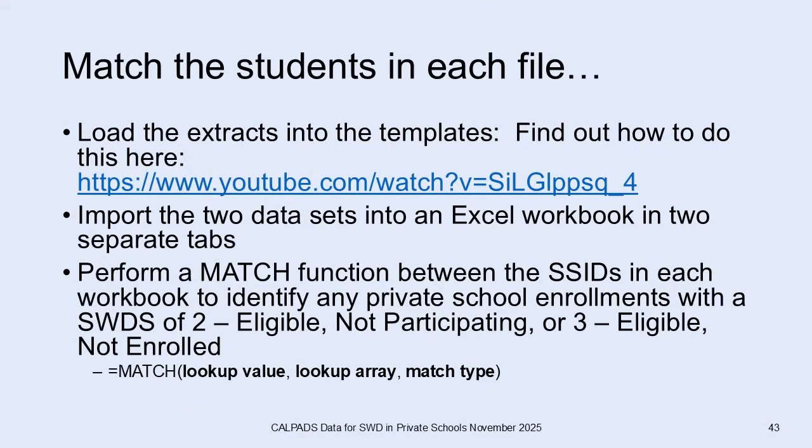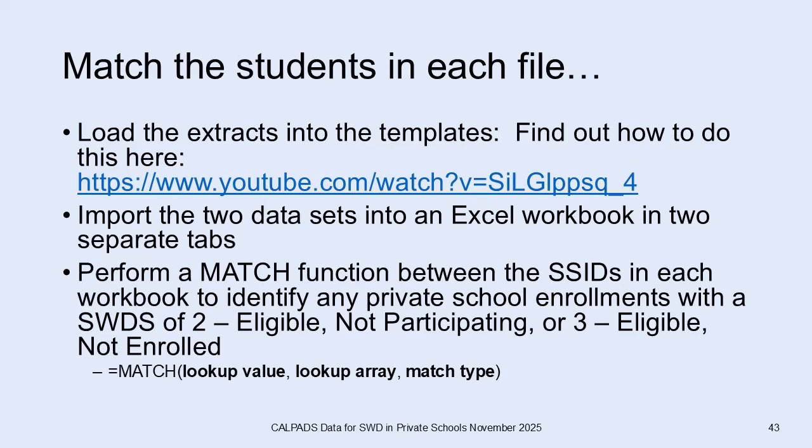All right, so once you've got both of those sets of data in each of those files, you've got your SWDS, you've got your SENR. What you want to do, and by the way, if you want to load the extracts into the templates and you're not really sure how to do that, CSIS put together a great video on how to move the data from that CSV file into one of the templates, and it's at this YouTube link. But what you want to do is import those 2 sets of data into one spreadsheet. Okay, we want them on separate tabs. So you want your SWDS data and your SENR data.